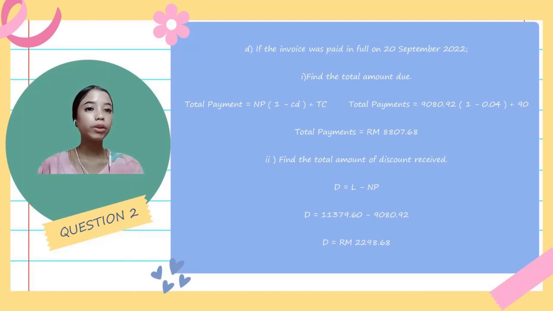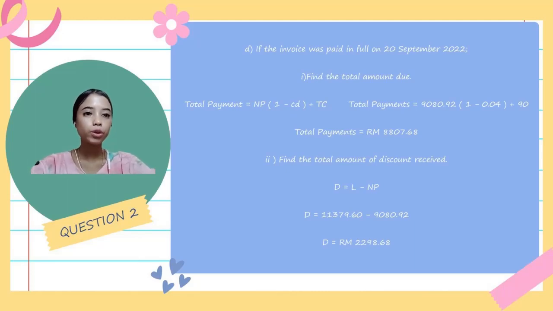September 2 minus September 20 equals 20 days. So the last date to get the 4% cash discount is on 20 September 2022. D2: if the invoice was paid in full on 20 September 2022, find the total amount due.